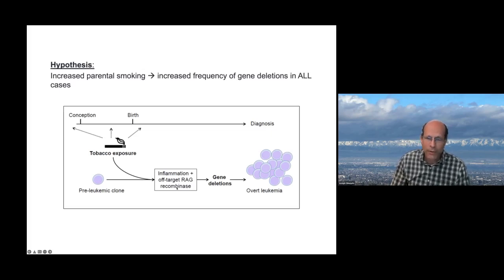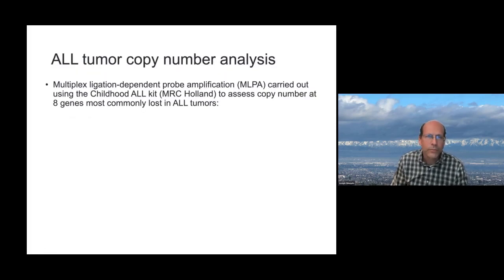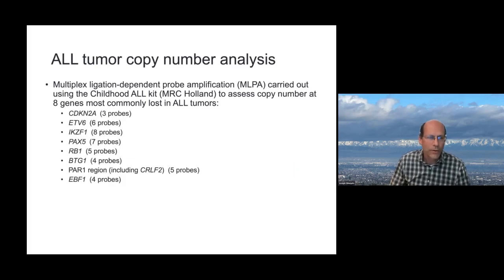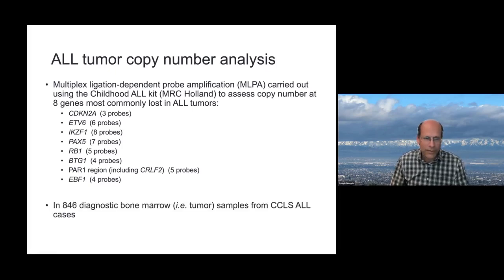And what I mean by off-target is in genes that are specifically associated with leukemia in families that have smoking parents. So the particular genes of interest are these. These are genes known to be deleted in lymphocytic leukemia patients. So we assessed these genes as deletions in 846 tumor samples from our California childhood leukemia study.